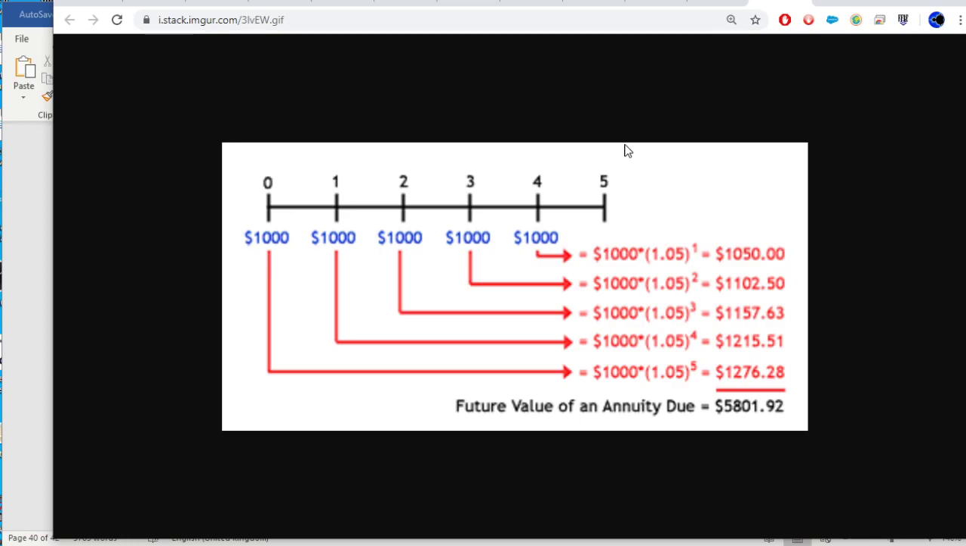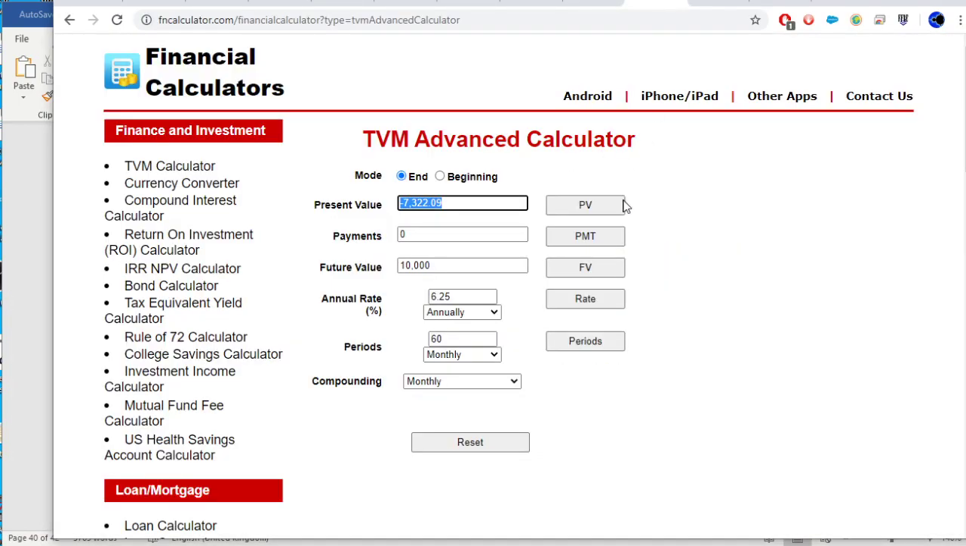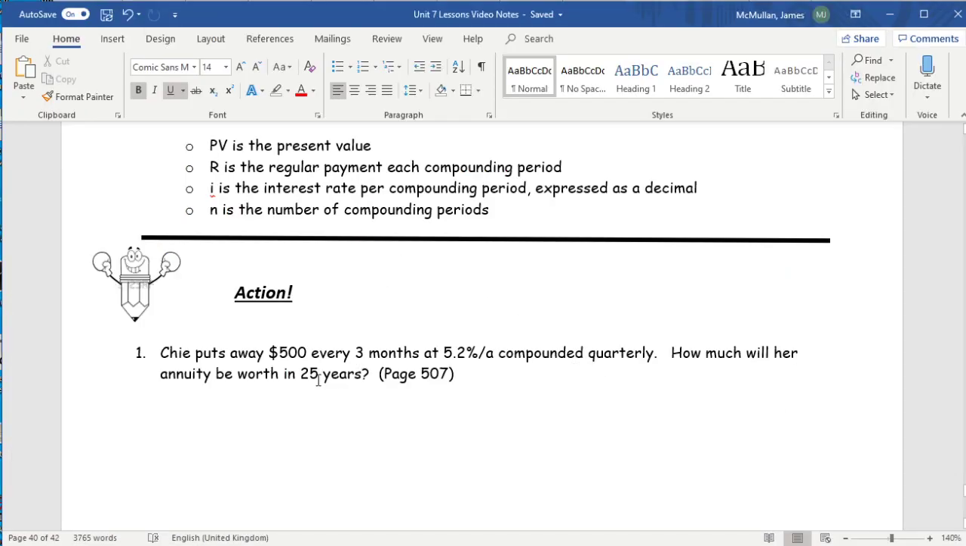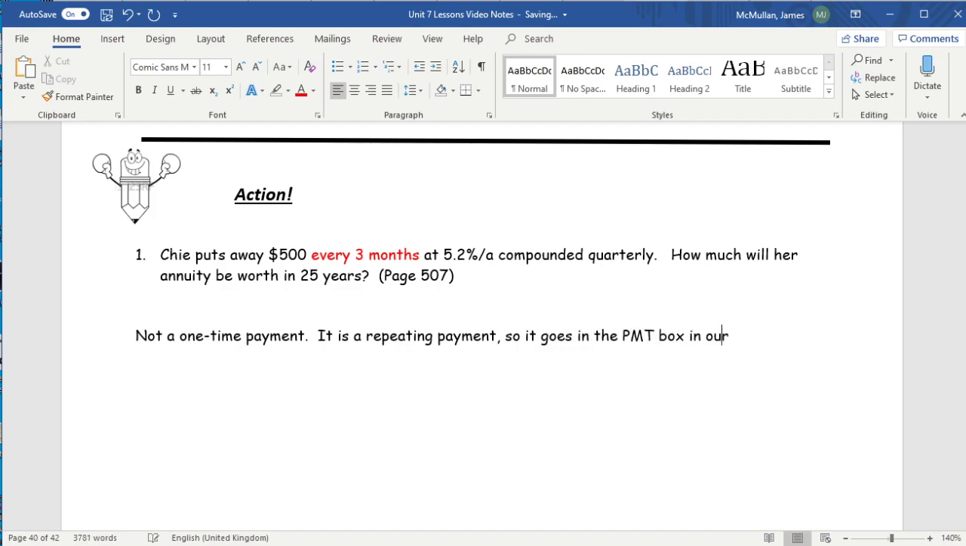So, of course, I don't think it's super important to invest a lot of time in that when we have a perfectly good tool that'll do the work for us, right? So we'll just use the tool. It says, Chi, sorry if I'm not pronouncing that right, puts away $500 every 3 months. So look, as soon as you see this, it's not a one-time payment, like PV was. This is a repeating payment. So it goes in the PMT column or box in our calculator.